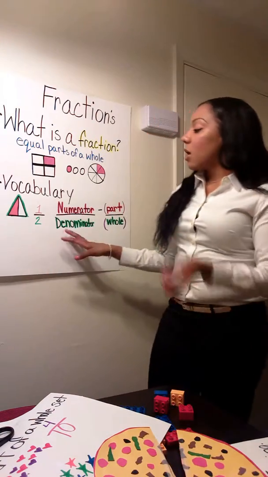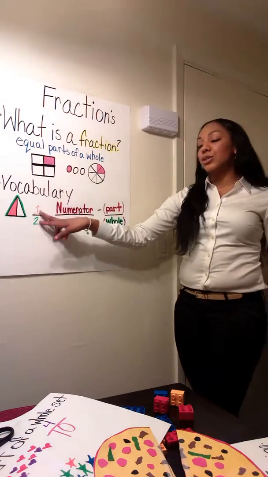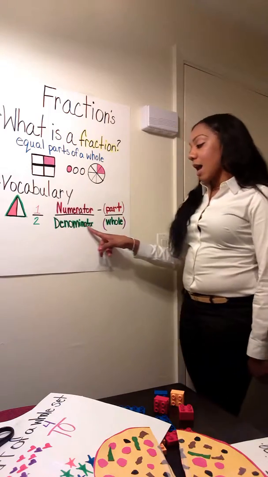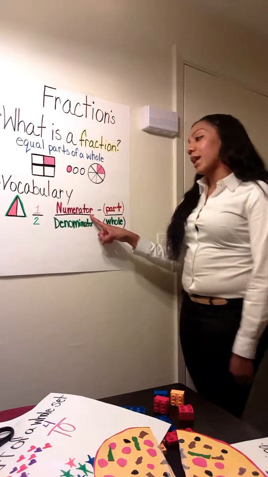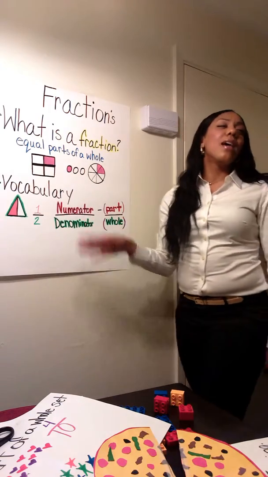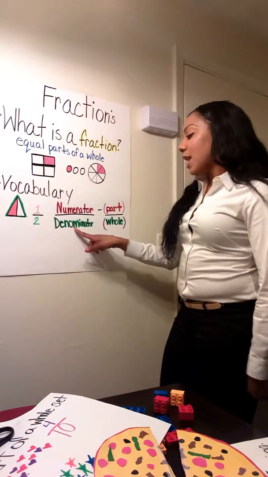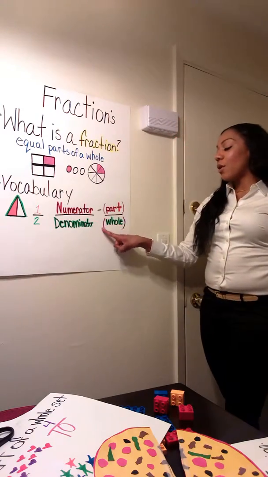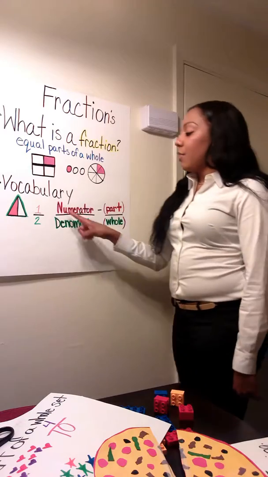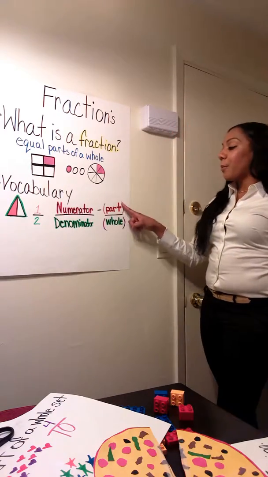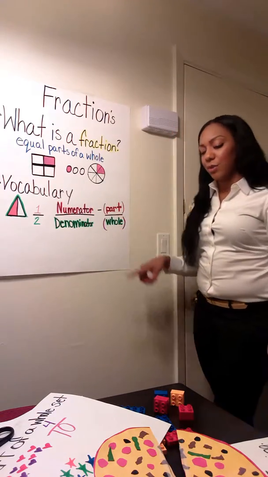All right, so a fraction has two numbers. There's a denominator and a numerator. Those are big terms, right? Let's break that on down. A denominator is also called the whole. The numerator is the part of the whole.